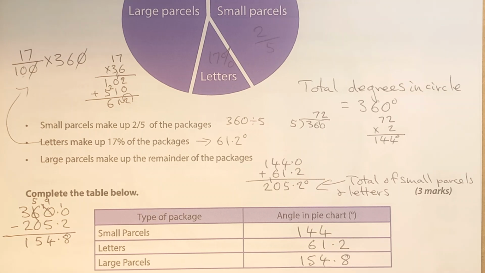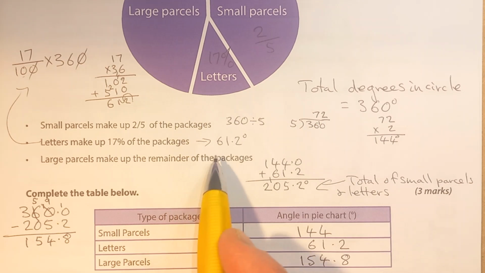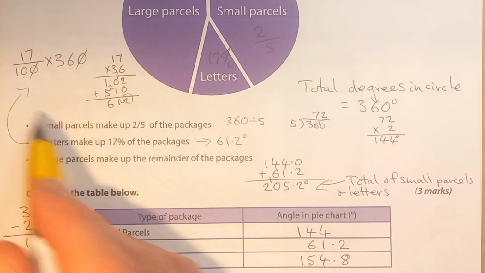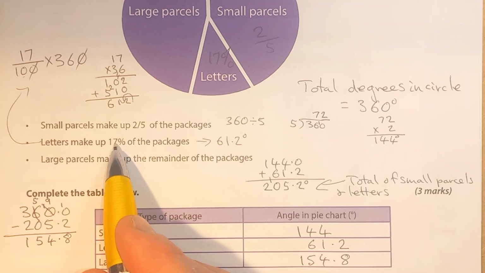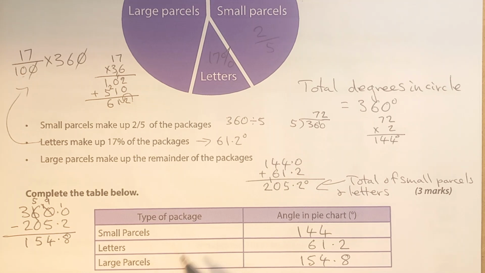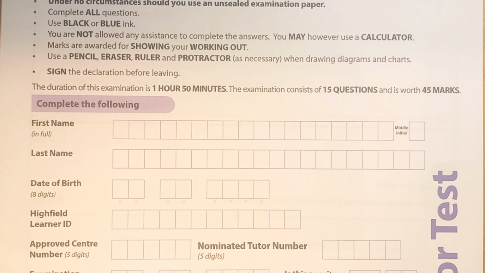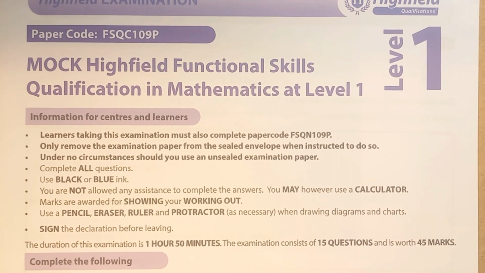Okay. So if you wanted to do it in a different way, what we could do for the letters, instead of doing this calculation, we could have worked out what 10% was, and then worked out what 5% was, and then 1%, and another 1%, and add those all together, and you'd get the same answer. And that's the end of the non-calculator section. So now we're on to the calculator section.